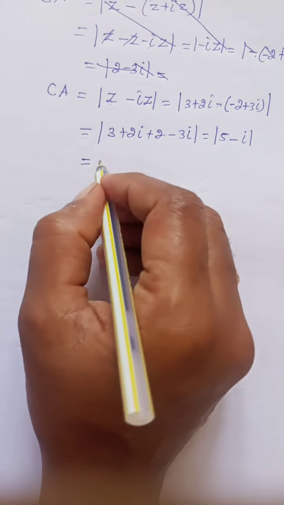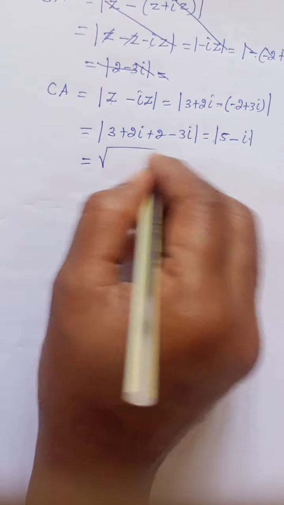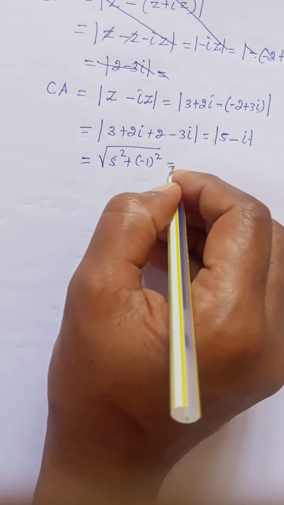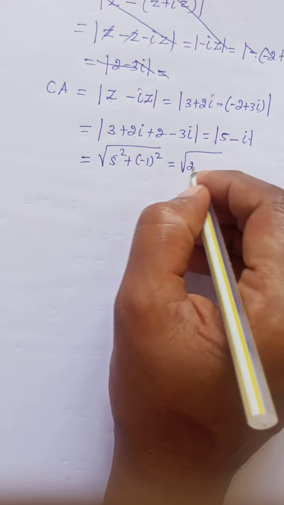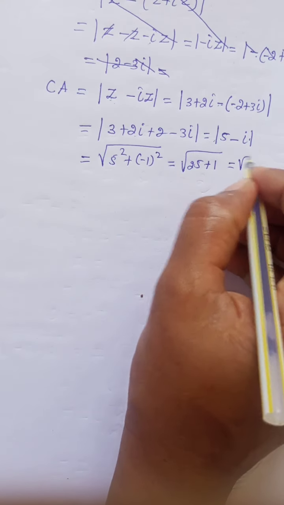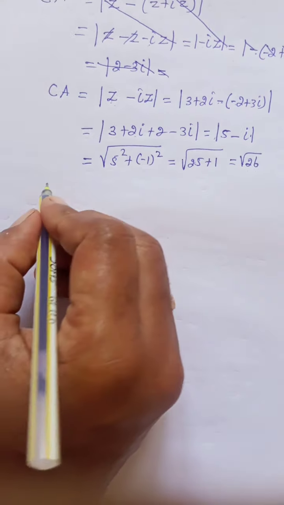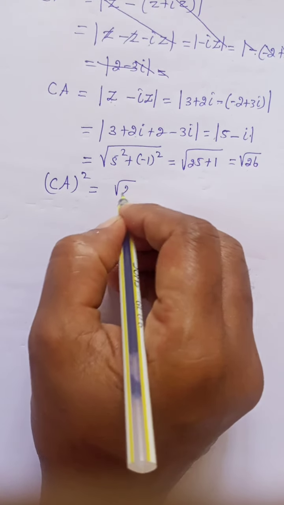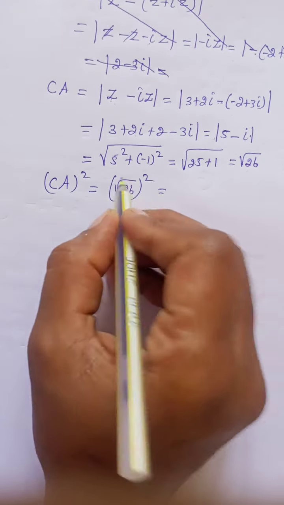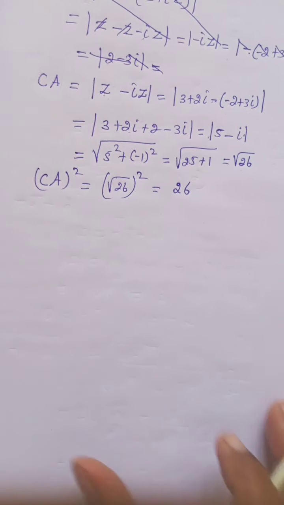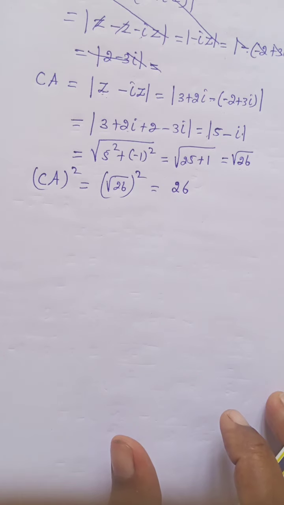Now we can find the modulus value. That is root of 5 squared plus minus 1 the whole squared. 5 squared is 25 plus minus 1 the whole squared is 1, which equals root 26. So when we find CA the whole squared, we make it root 26 the whole squared. Now root and square will be removed, so we get only 26. Now the other two values are 13, isn't it?